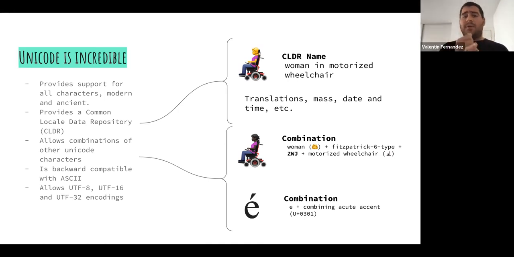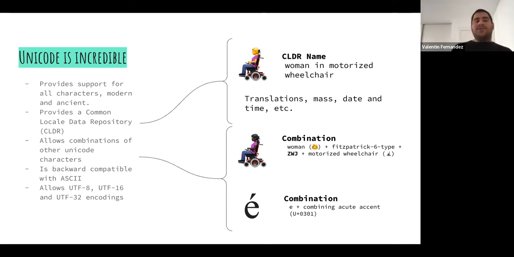In this case, we have a woman in a wheelchair, right? And the short name that Unicode provided is "woman in motorized wheelchair." This is not only helpful for search engines, but also for assistive technologies like screen readers that are describing what we are seeing on the screen, right?